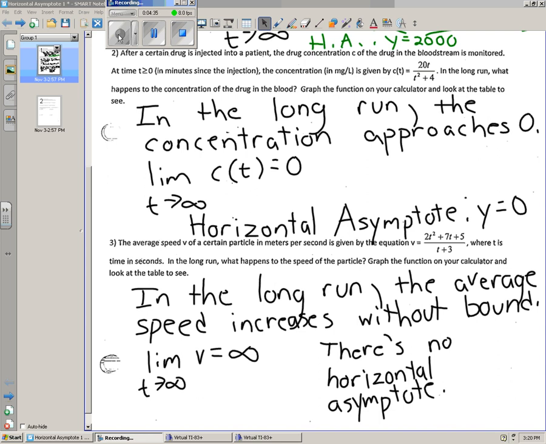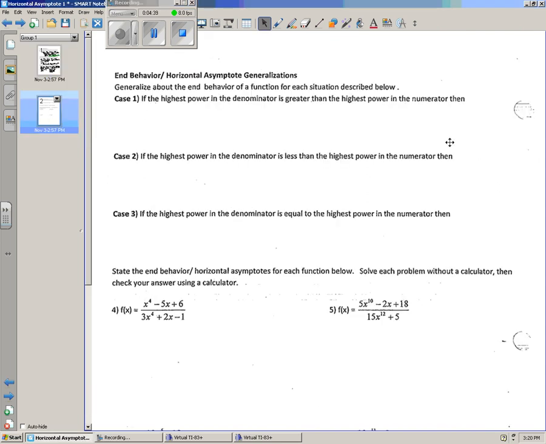Okay, so now what we're going to do is flip over to the next page, and we're going to try to generalize about what we just found out so that we could come up with the horizontal asymptote and the end behavior for a function without using our calculator. So when we had the highest power in the denominator greater than the highest power in the numerator, that happened in question 2. So let's look at that again.